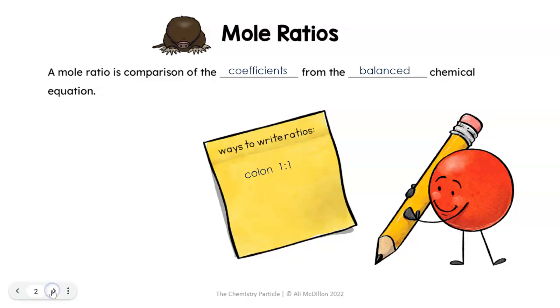So when we write ratios, there are different ways to do it. You could do it with a colon, so this would be like a 1-to-1 ratio with the colon in the middle. You could write it as a per, as a fraction, or we could write it as a fraction where you have the numerator and the denominator. So each of these would be a correct way of writing a ratio.